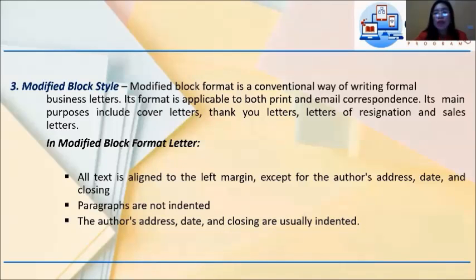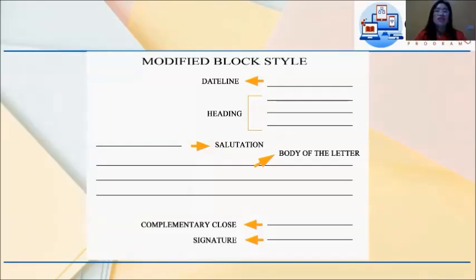Next, we have modified block style. It is a conventional way of writing formal business letter. Now, in modified block format letter, all text is aligned to the left margin except for the author's address, date, and closing. Now, paragraphs are not indented. The author's address, date, and closing are usually indented just like this one. So this is the format or the layout of the modified block style. Okay?